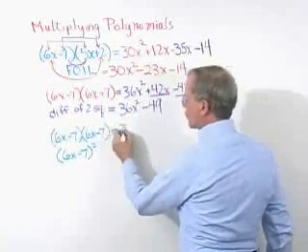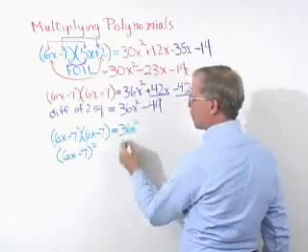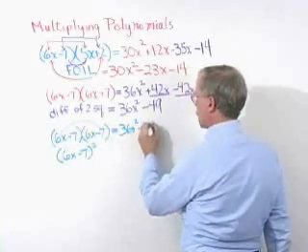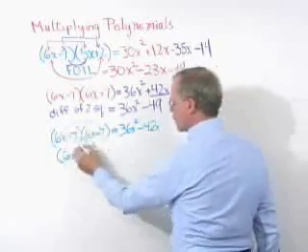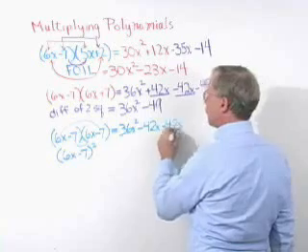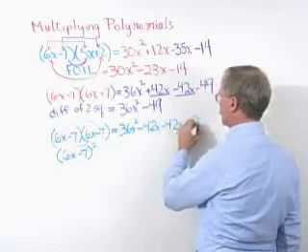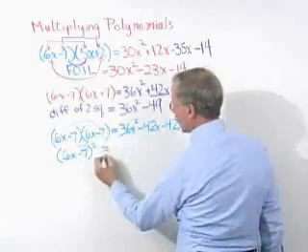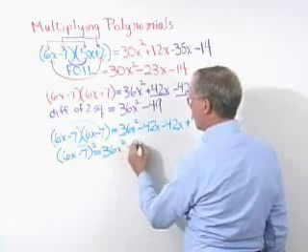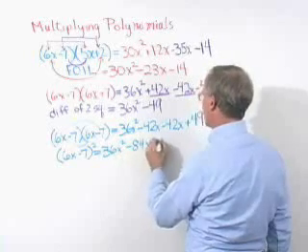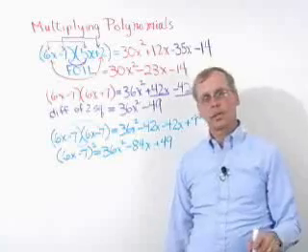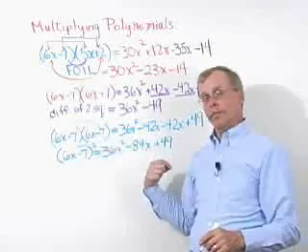6x times 6x is 36x squared. The outside terms are negative 42x and negative 42x again, and then positive 49. So we end up with 36x squared minus 84x plus 49. Now is there a pattern we can see there so we can do these by inspection?